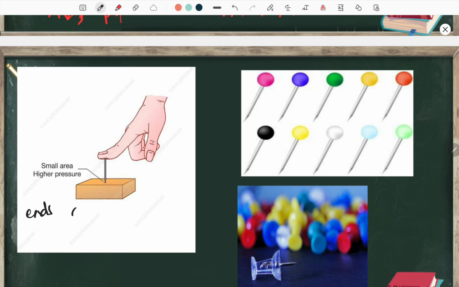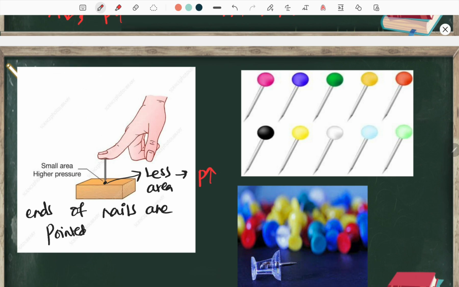Ends of nails, okay, not the other end, this end. So the ends of the nails are sharp. Why are they sharp? They are pointed. Rather than saying sharp, you can say pointed. Why? Because here less area is exposed. If less area is exposed, then how about pressure? Definitely the value of pressure will increase, and it can go easily inside this wooden block.